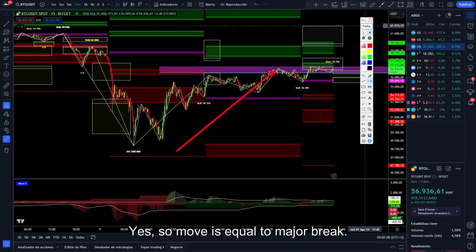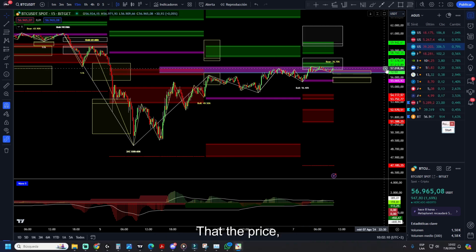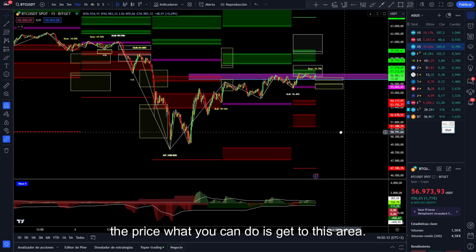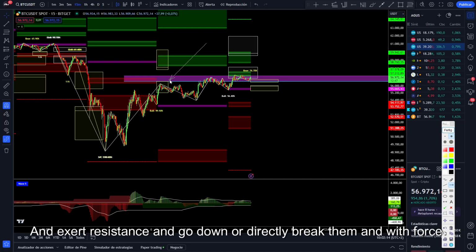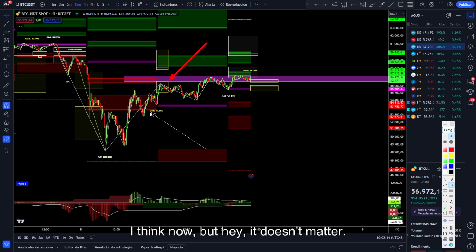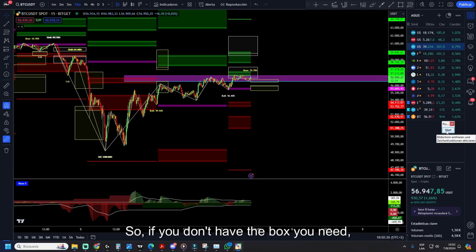Yes, so move is equal to major break. So what does this mean? That the price can get to this area and exert resistance and go down, or directly break through with force. I think so now, but hey, it doesn't matter. The goal of the video is to show you how the trading system works.